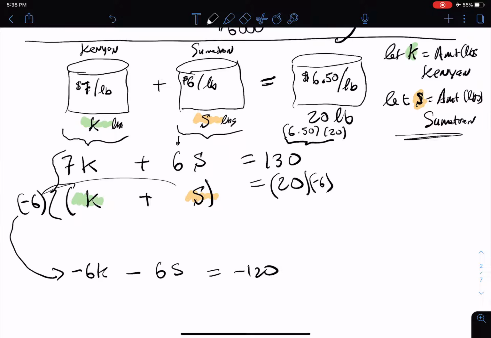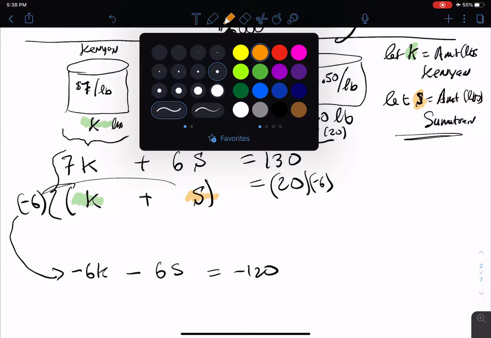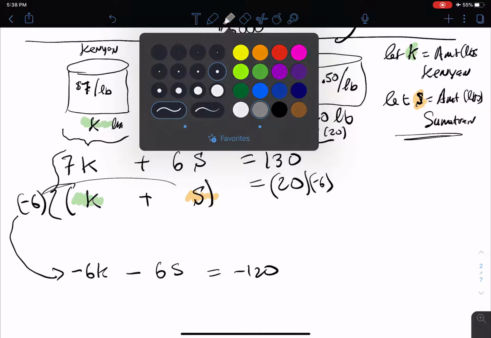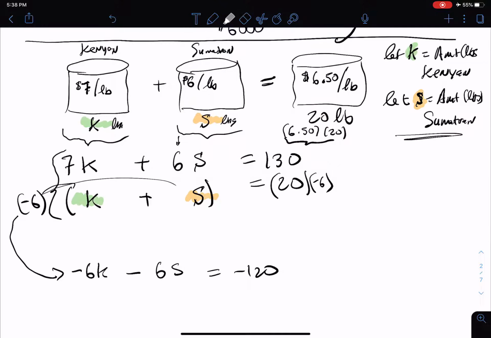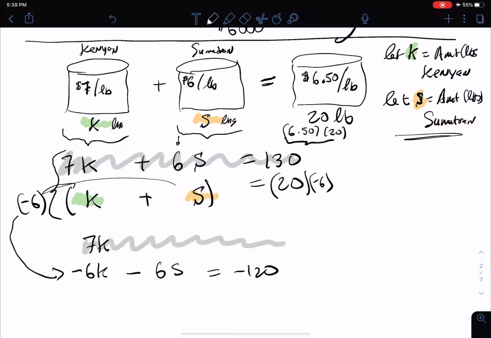Okay, so now I want to copy this because this one's already in good shape. So I'm going to copy this one just right here above it, just so you can see what I'm doing. So I'm just going to copy that down. That's 7k plus 6s equals 130 rather.